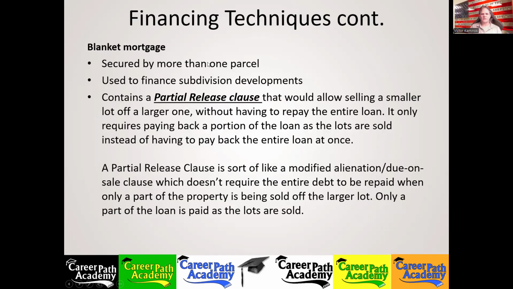Blanket mortgage is a loan secured by more than one parcel of real estate. So basically, it is one parcel of real estate that you buy, but then you subdivide it into smaller lots, build houses on them, and sell them off one by one. Normally, this would require you to pay off a loan in full because it has that alienation clause that says when you sell a property, you need to pay back the loan to prevent that loan from being assumed. But a blanket mortgage has a partial release clause that allows you to sell off smaller portions of the larger lot and then pay it back in portions.